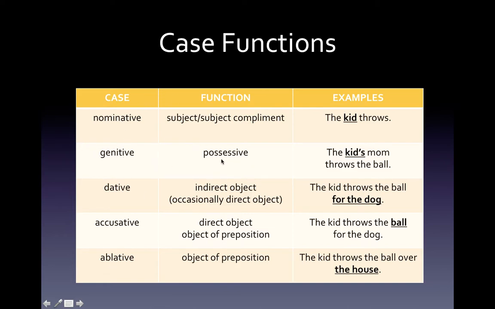The genitive shows possession. It is the possessive. For example, the kid's mom throws the ball. It's the kid. The mom belongs to the kid, the one who's throwing the ball.